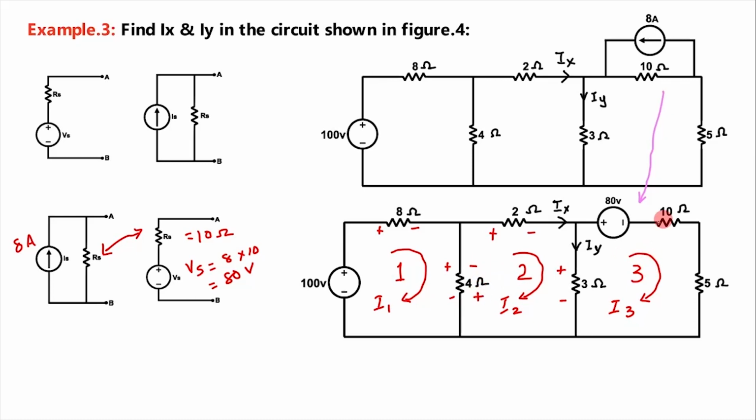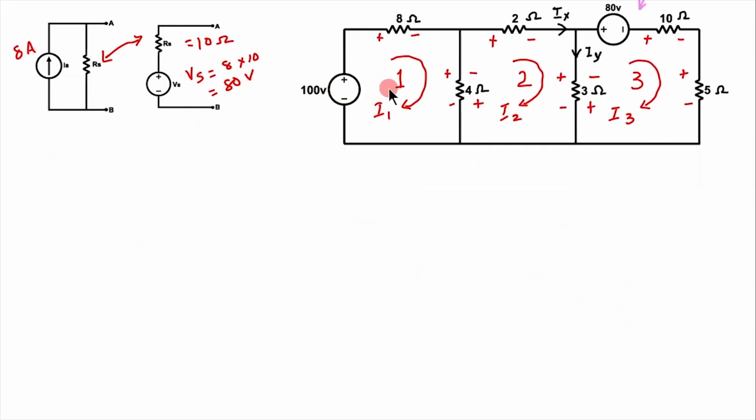In mesh 3, in 10 ohm, current is entering here and leaving here, so voltage drop is 10 into I3. In 5 ohm, current is entering here, that is plus, and leaving here, that is minus. In 3 ohm, current is entering here and leaving here. Next we will apply KVL for meshes 1, 2 and 3.